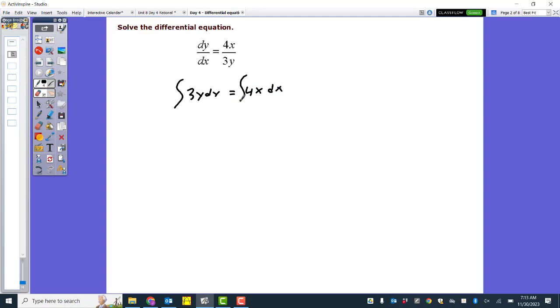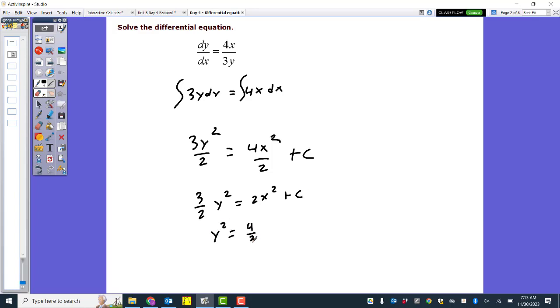So the integral of 3y dy is 3y squared over 2. The integral of 4x dx is 4x squared over 2 plus c. And then we'd simplify. So 3 over 2 y squared equals 2x squared plus c. y squared equals 4 over 3 x squared plus c.